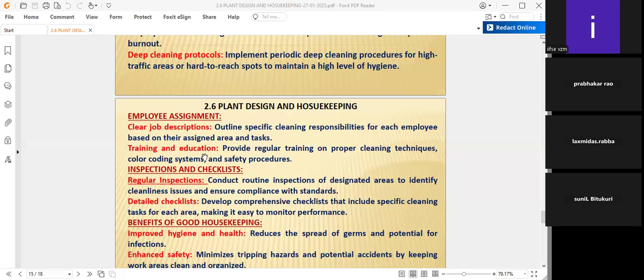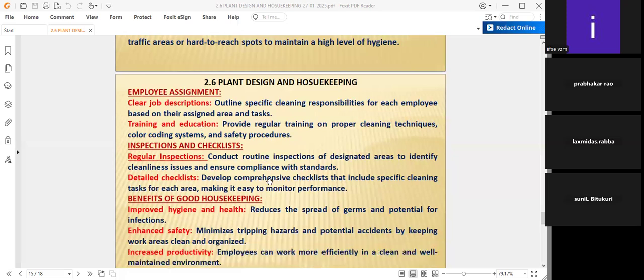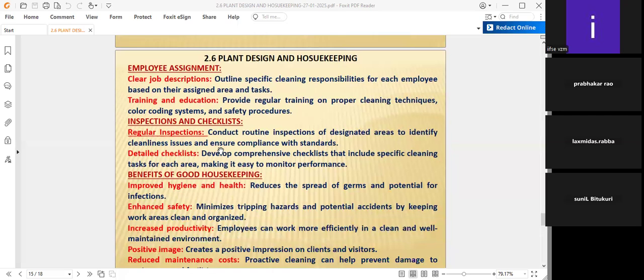Training and education combined means how the training will be taken care of, whether the employee is implementing and adhering to the training contents or not. That has to be seen by taking feedback from the HODs. Inspection and checklist will also be taken care of.